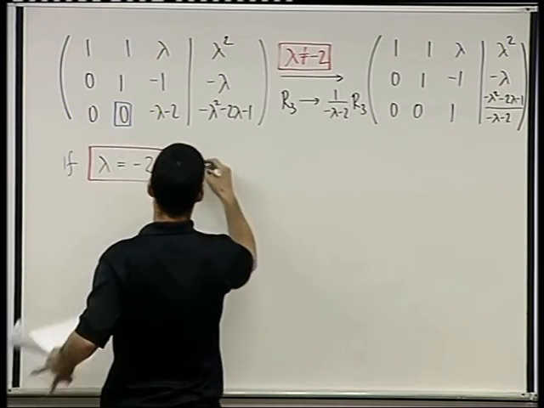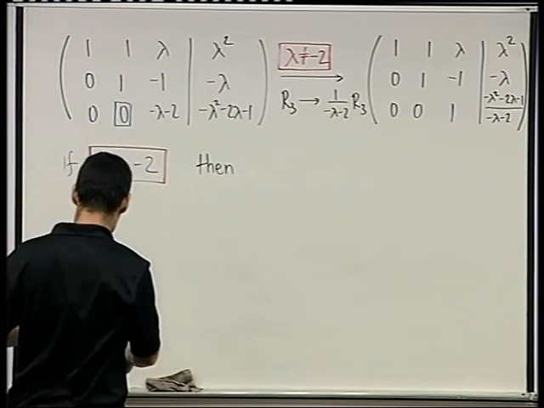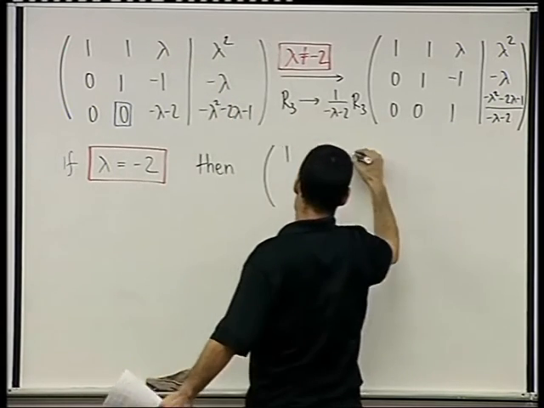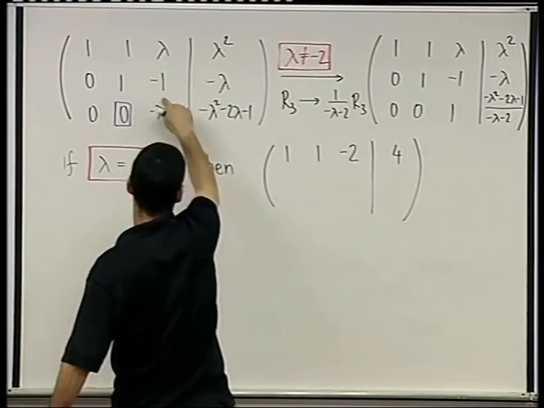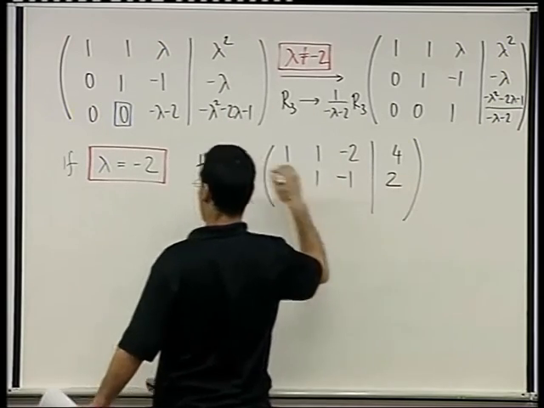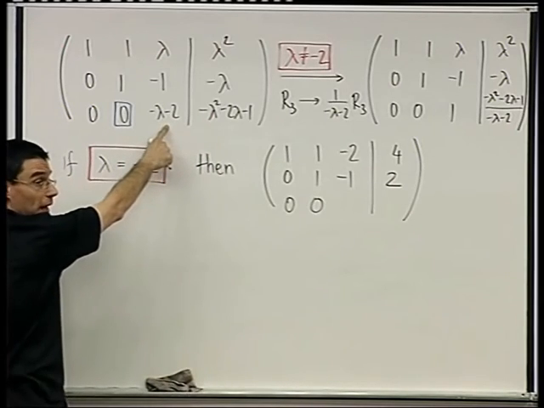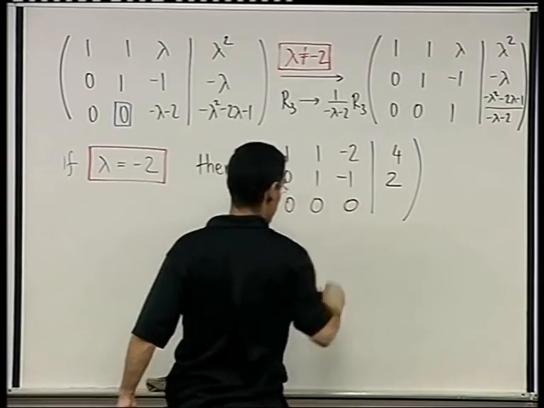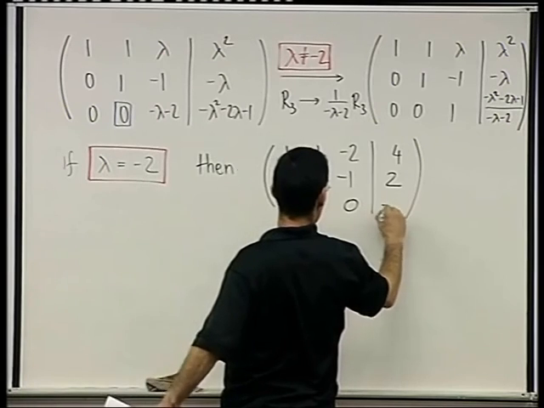Then let's see what we get. Then what is this going to become? I'm just going to plug in the values. So it's going to be 1, 1. Lambda is minus 2, so I have minus 2, 4. 0, 1, negative 1. 0, 1, negative 1, 2. And 0, 0. And this is going to be a 0 as well now. That's why we made this assumption in order to divide by it. So if we don't, then this is a 0. And then we get something here which happens to be minus 1.